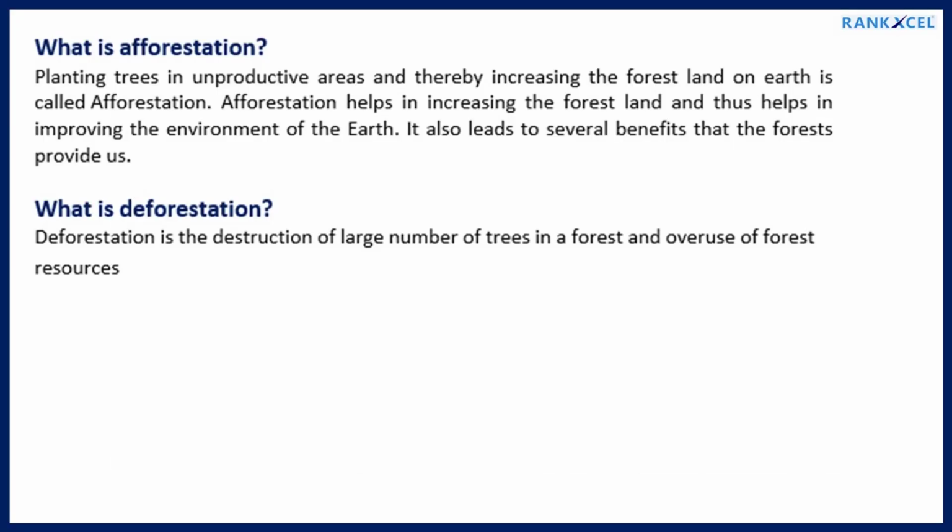What is afforestation? Planting trees in unproductive areas and thereby increasing the forest land on Earth is called afforestation. Afforestation helps in increasing the forest land and thus helps in improving the environment of the Earth. It also leads to several benefits that the forests provide us. What is deforestation? Deforestation is the destruction of a large number of trees in a forest and overuse of forest resources.